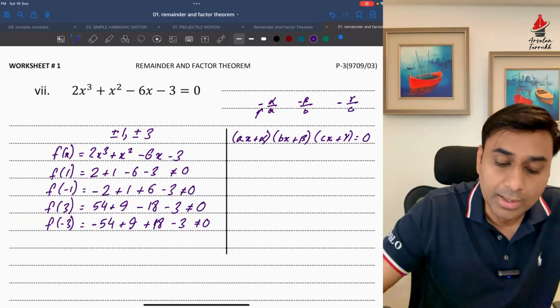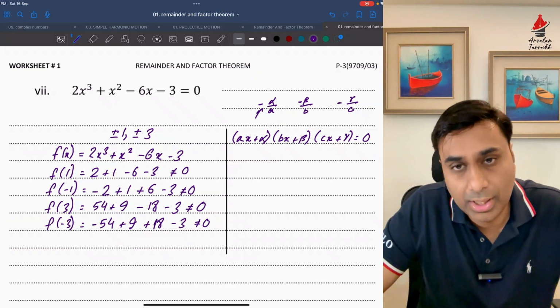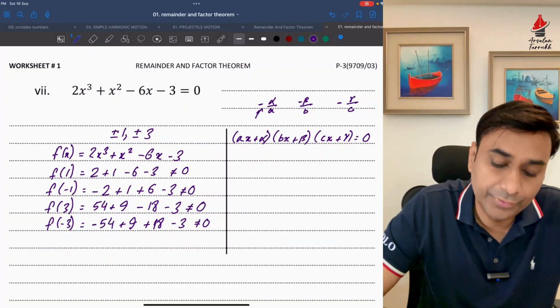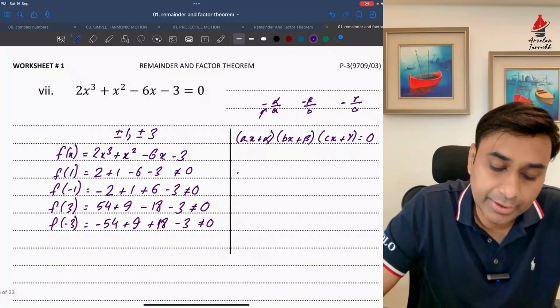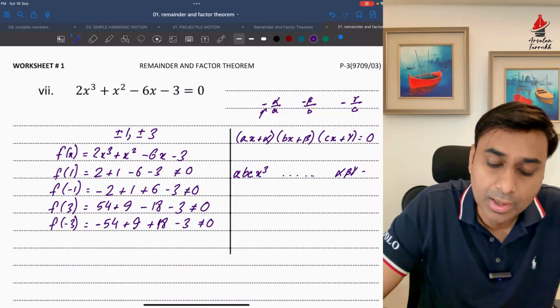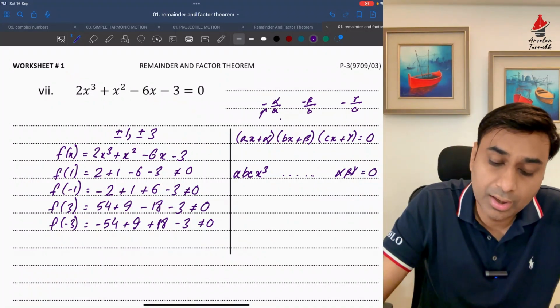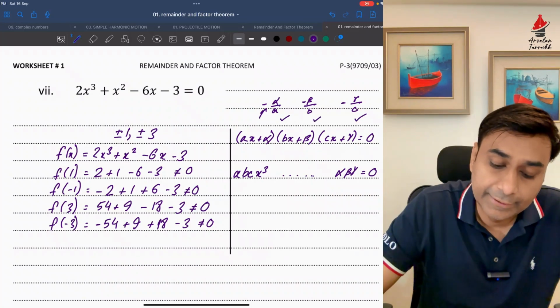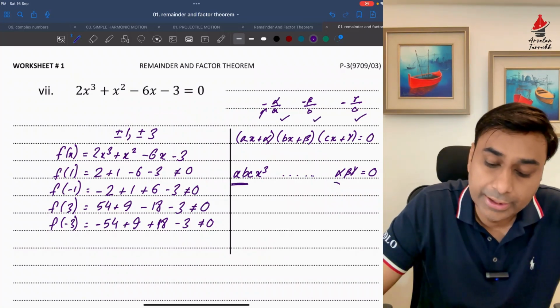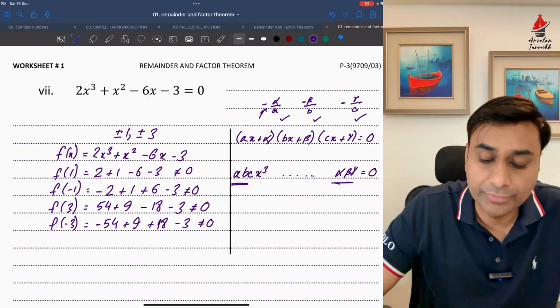Now, if you look at the simplification, not doing the entire simplification and just focusing on the first term and the last term, you will identify that the first term is going to be abcx cubed, and the last term is going to be alpha beta gamma, which is more important for us. So that means that if your roots are fractions, then your possible roots are the constant term's factors divided by the coefficient of the first term.